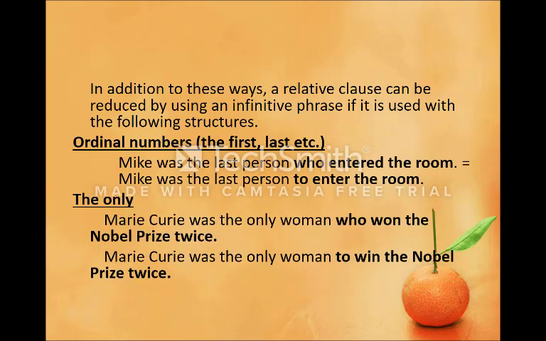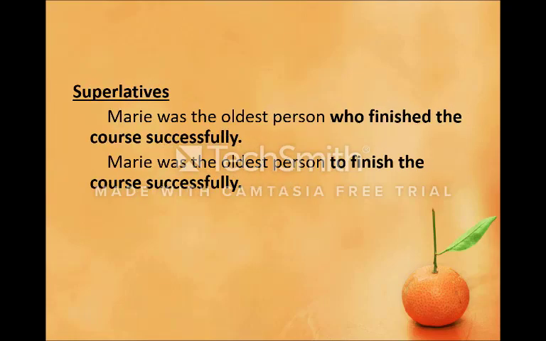The only. Marie Curie was the only woman who won the Nobel Prize twice. Marie Curie was the only woman to win the Nobel Prize twice. Superlatives. Mary was the oldest person who finished the course successfully. Mary was the oldest person to finish the course successfully.